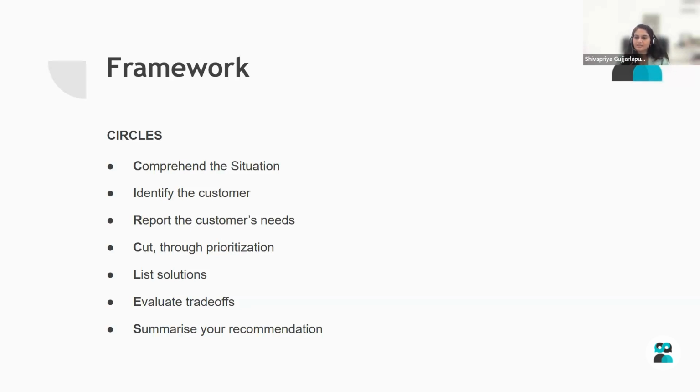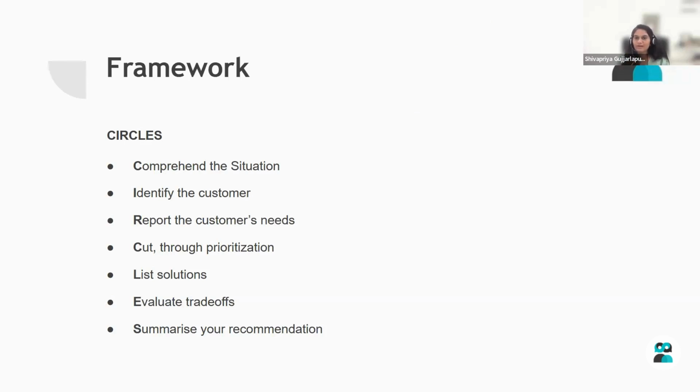The last but one is to evaluate the trade-offs. Even among the exhaustive list of solutions, we won't be able to bring everything to the customer. So this is the next level of filtering. We'll evaluate which solutions are solving the most critical needs, and they will bring in the most viable product. The solutions that can go in later, we can drive at a future point in time. So that is about evaluating trade-offs and summarizing the recommendations.